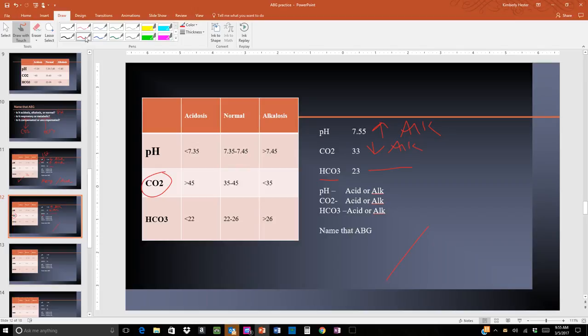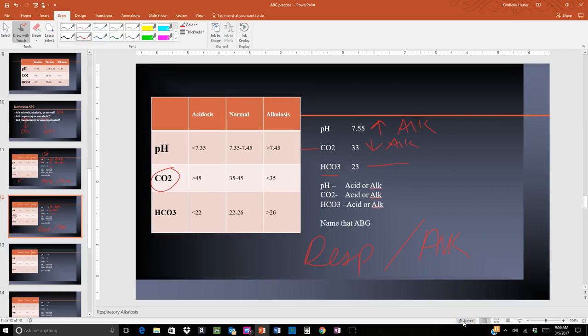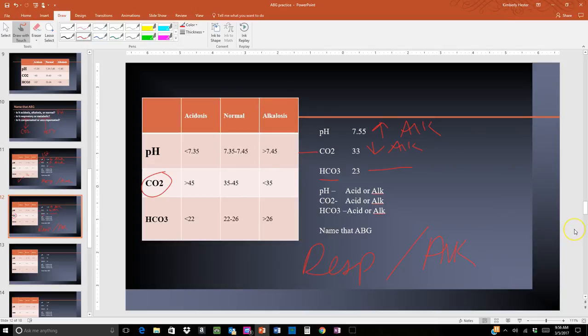So there's that two-part question. What is your pH? It's alkalosis. And what's causing that pH to be alkalotic? It's going to be the respiratory system. Okay, so our answer should be respiratory alkalosis. So let's check the notes and see. Respiratory alkalosis. There we go.